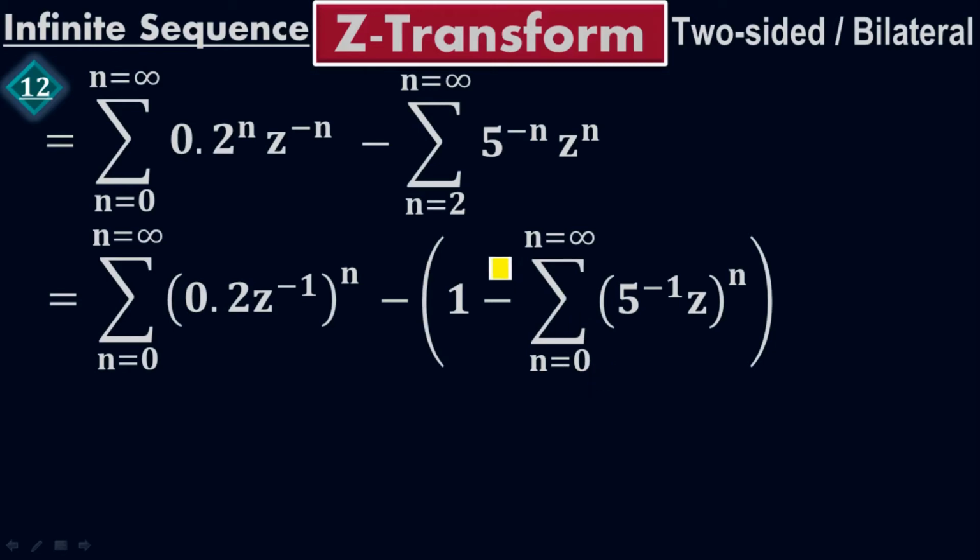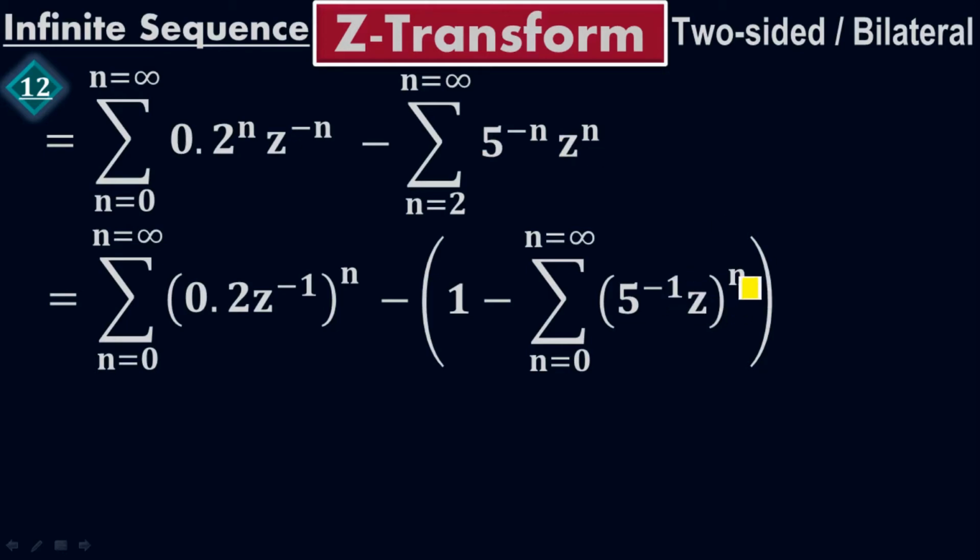It is no more n equals 2. So from here we have shifted into 1 minus the summation of 5 to the negative 1 times z, to the whole n, with n equals 0 up to infinity. Look, I just wrote 5 to the negative n times z to the positive n equals 5 to the negative 1 times z to the whole n.